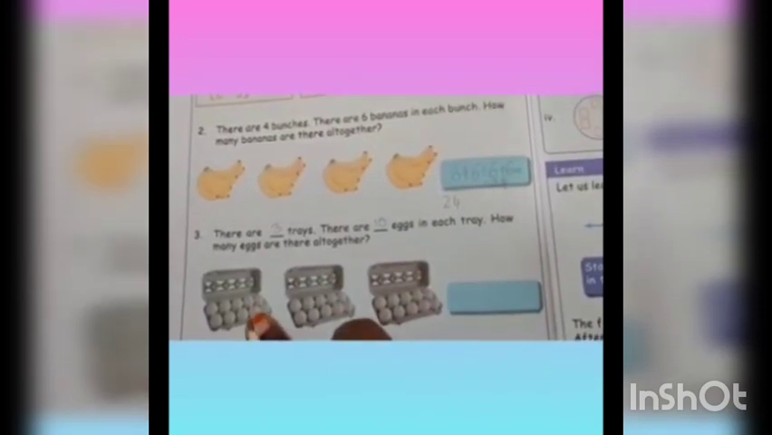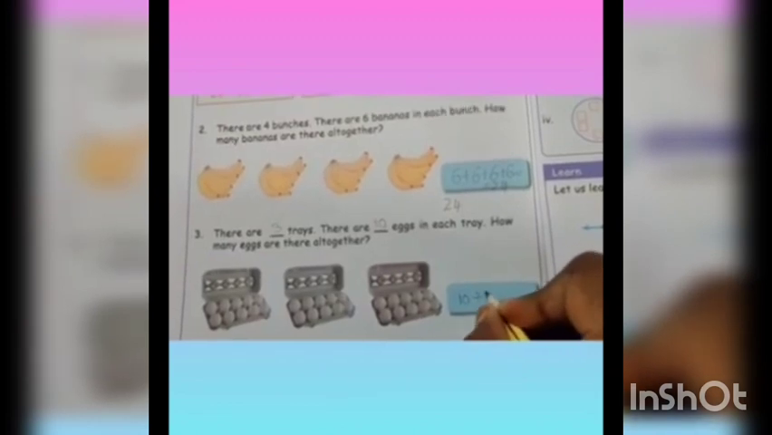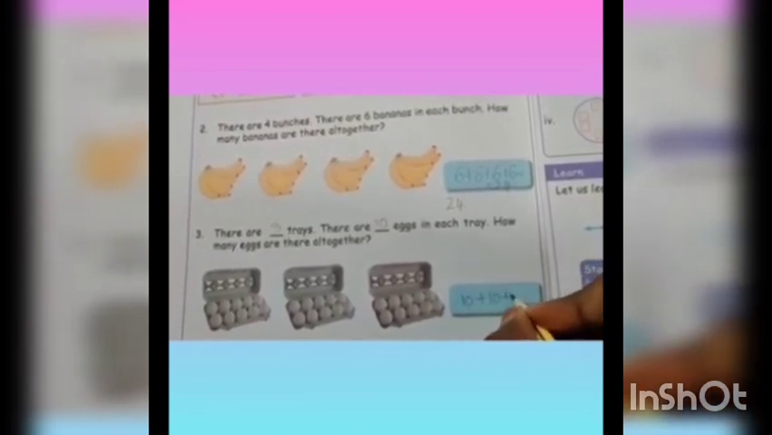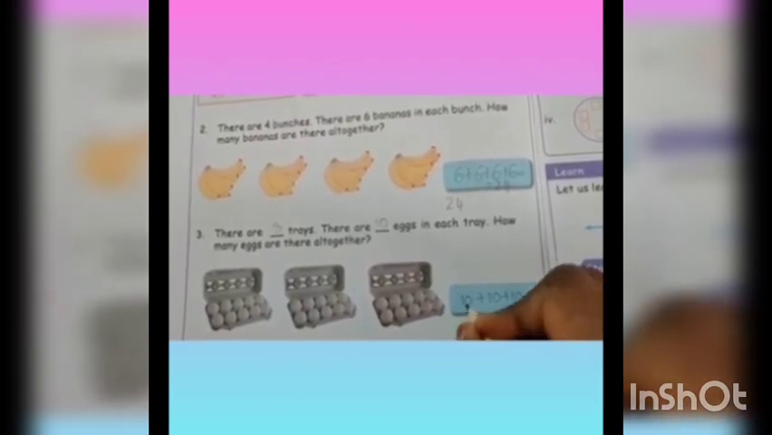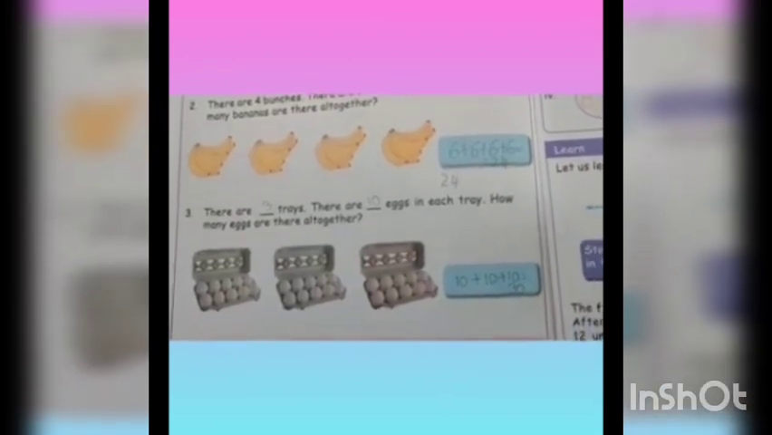Overall, 3 trays are there. We are going to find the total number of x. So, 10, 10, 3 times we want to add 10. 3 times 10 is equal to 30. 3 times 10 means the answer will be 30.